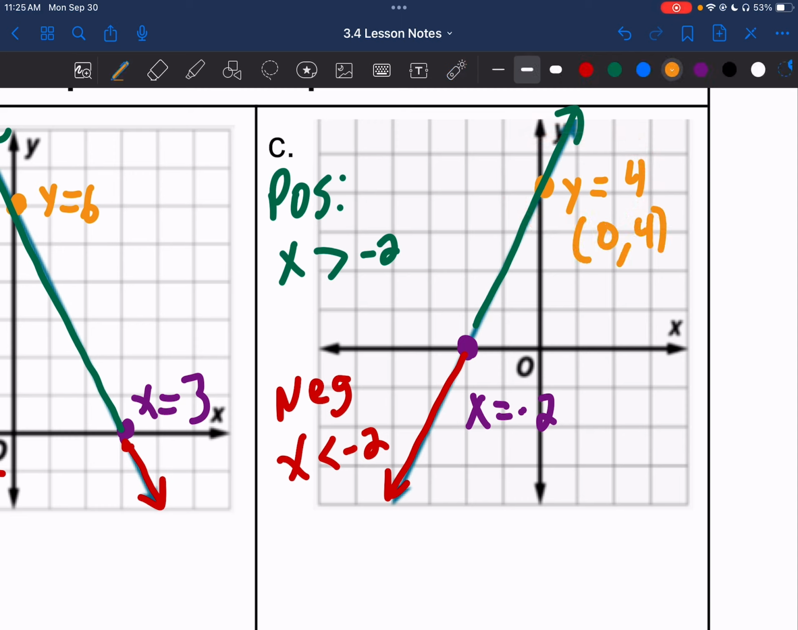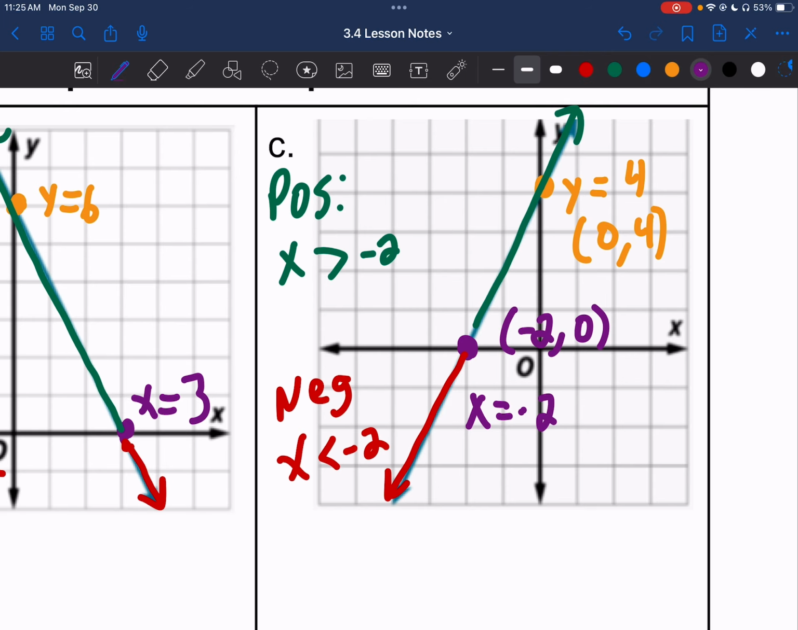It's going to be (0, 4). So when we're writing and finding intercepts, we want to see that our y value is 4, but the x value is 0, because that's when we are crossing over our y-axis. Same for down below. When our x value is -2, our y value is 0. That is where we are crossing over our x-axis.